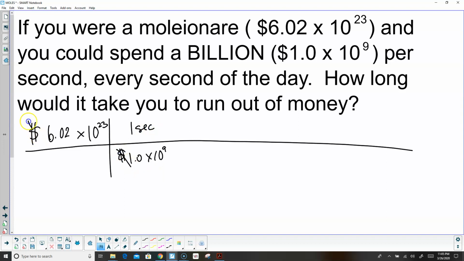Okay, dollars are going to go away. Time is now the unit that's left. So money has become time. Okay, well, I hate to be the bearer of bad tidings, but seconds isn't going to be real meaningful. So we're going to have to convert this, and honestly, the answer is going to be in years.